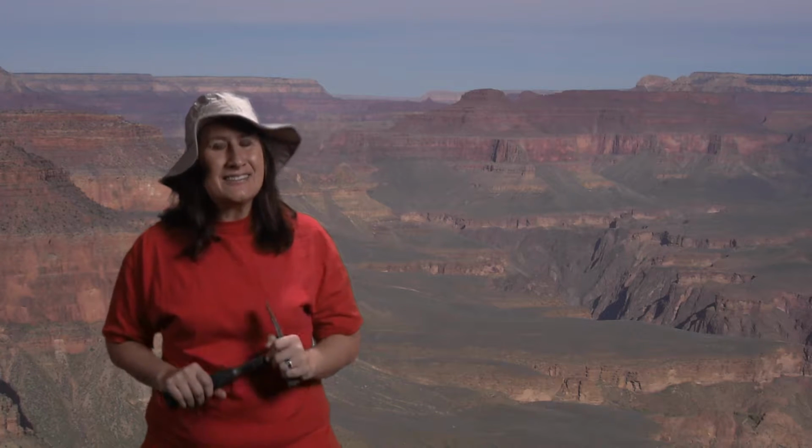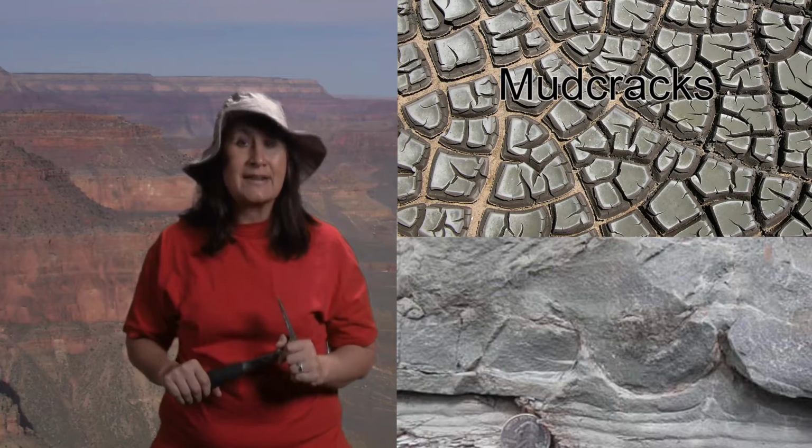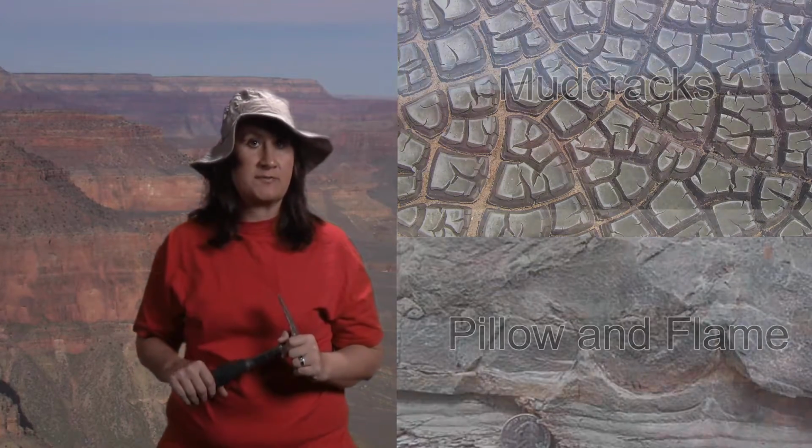Now, in an ideal situation, sedimentary rock layers are flat horizontal layers, just like you see behind me in the Grand Canyon. But often, sedimentary rock layers are somewhat deformed and can be overturned. When this happens, we need to rely on way-up structures to tell us which way was up when the rock layer formed. Some common way-up structures include mud cracks and pillow and flame structures.